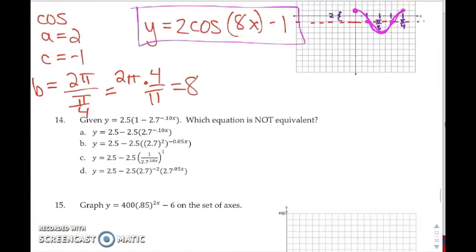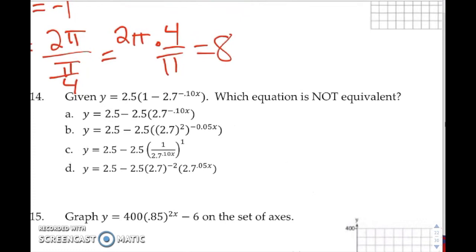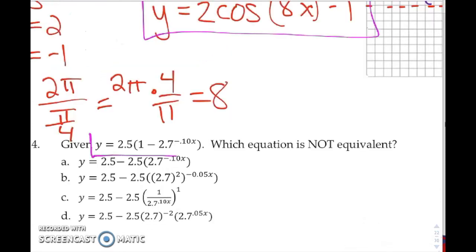Okay, let's look at this next one. So which of the following is not equivalent? Now, again, why did I put this in the graphing section? Well, because what I would do here, if I want to know if these are equivalent, is I would graph this one, and then I would graph each of these, and I would see which graphs are the same or see which tables come out to be the same.